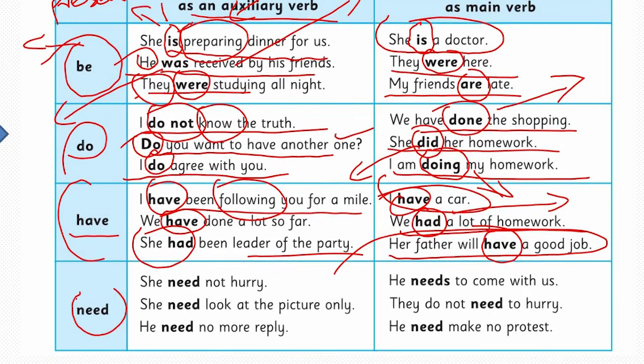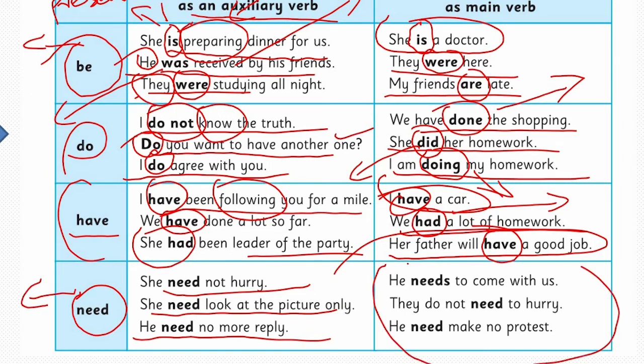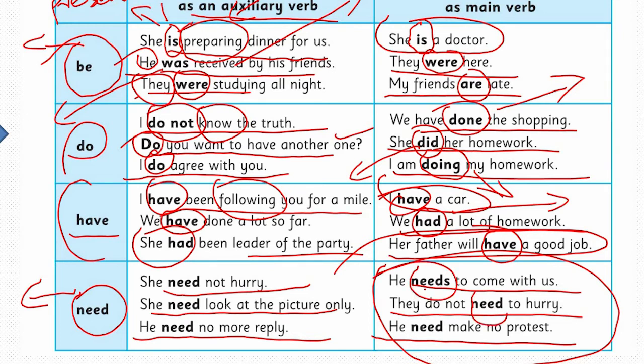Look here, the need. She need not hurry. She need look at the picture only. He need no more reply. These use need as an auxiliary verb, and as a main verb: he needs to come with us. They do not need to hurry. He need make no protest. Here the word need is working as a main verb.